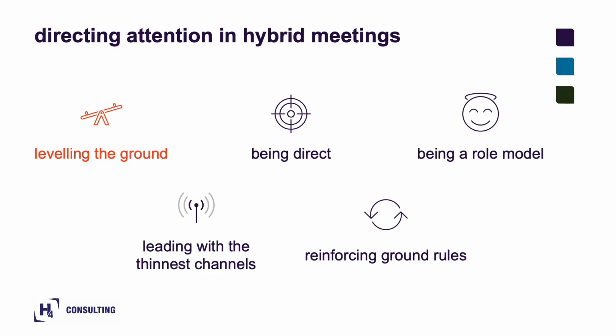Try leveling the ground. Insist that in-person participants follow the same rules as virtual participants, like requiring anybody who wants to speak to raise their hand and wait to be called on, whether they're in the room or on the screen. Lead with the thinnest channels. Figure out, as best you can, which participants will struggle most to make themselves heard by most participants, and call on them first. Be direct, really direct. You can't rely on subtle cues because at least some of the participants probably won't pick them up, so just own the awkwardness and give clear directions, even if it feels a little abrupt.